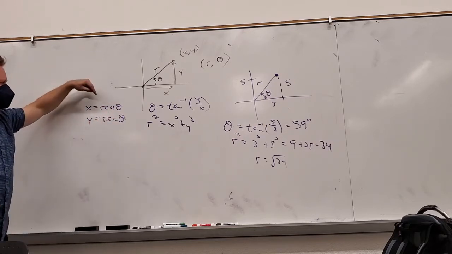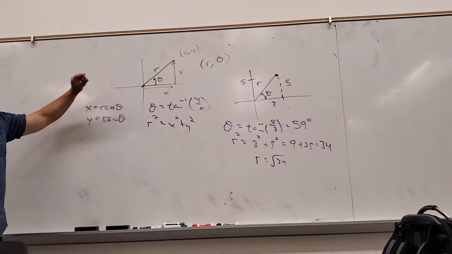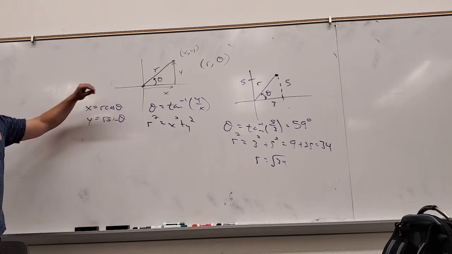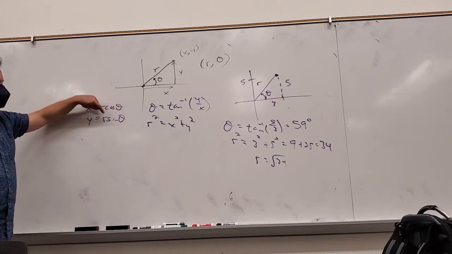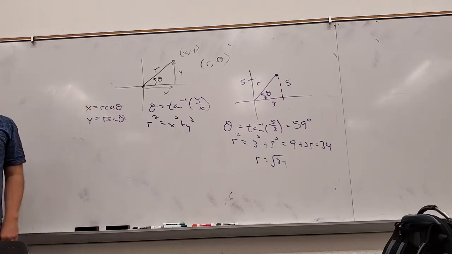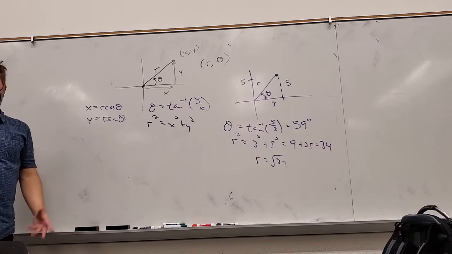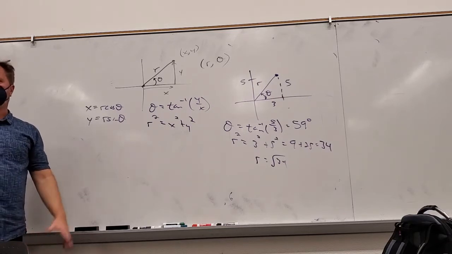I think I've told you this before. This is not quite true, but it's a cool way to think of this: cosine theta is the percentage of r that lies in the x direction, and sine theta is the percentage of r that lies in the y direction. It's not quite true, but it's good enough. It's a good way to remember stuff.